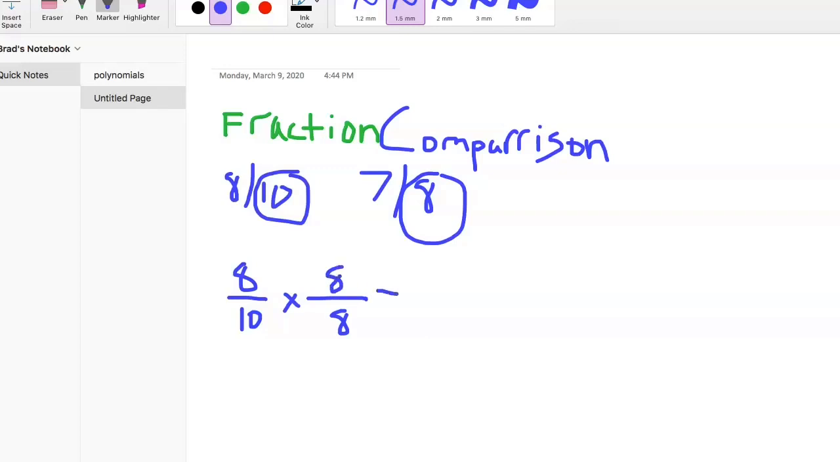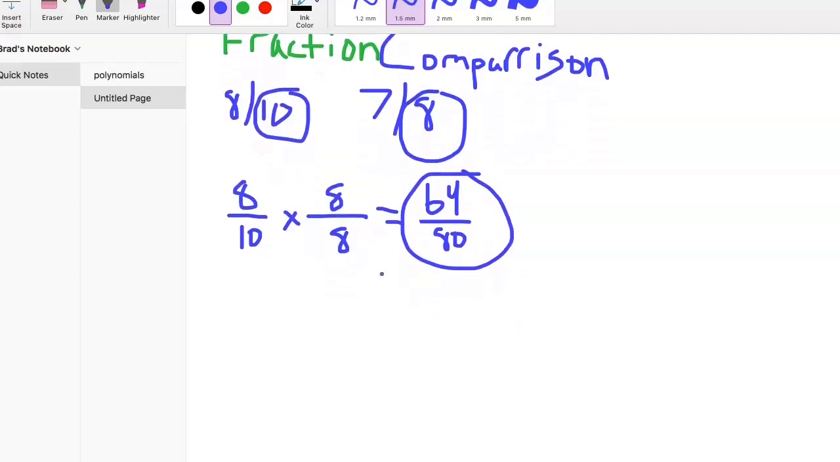Okay, right? And the reason for that is 8 divided by 8 is 1, so it doesn't actually change the number. Okay, so 8 times 8 is 64. And then we have 80 on the bottom. Okay, so what this is saying is that 64 out of 80 is the same as 8 out of 10. Okay, and then our other one is 7 out of 8.